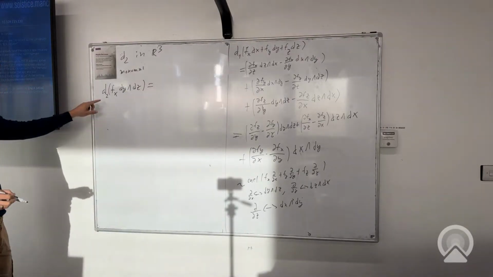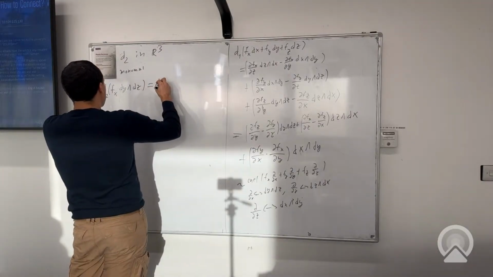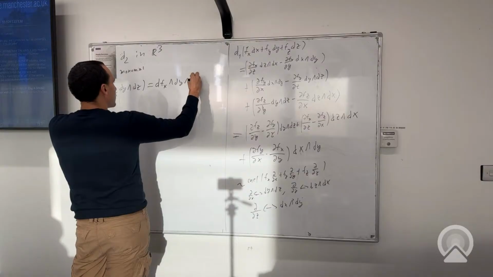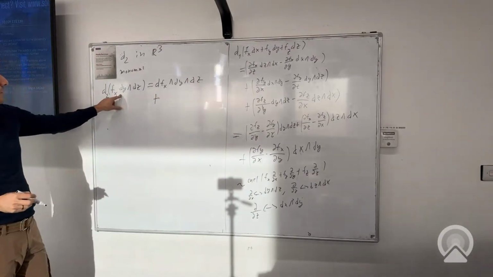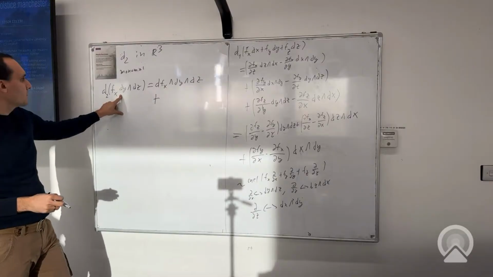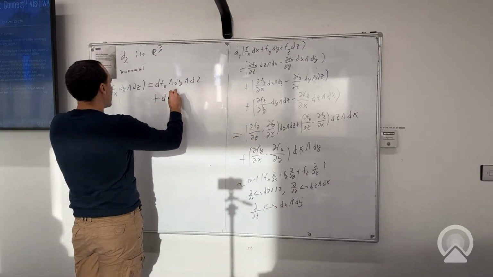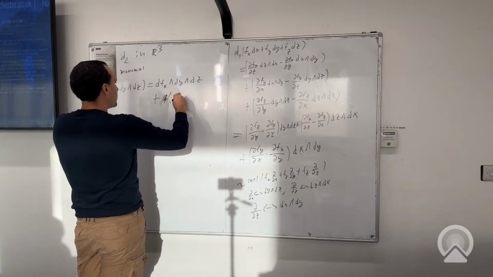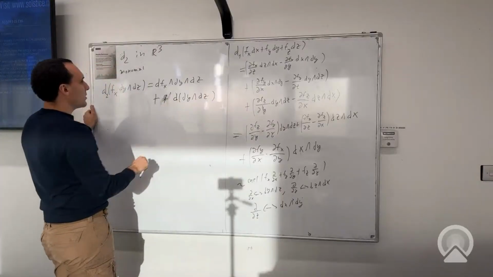is d of f x wedge dy dz plus, then we have f times d of dy dz wedge dz. This is the Leibniz rule.